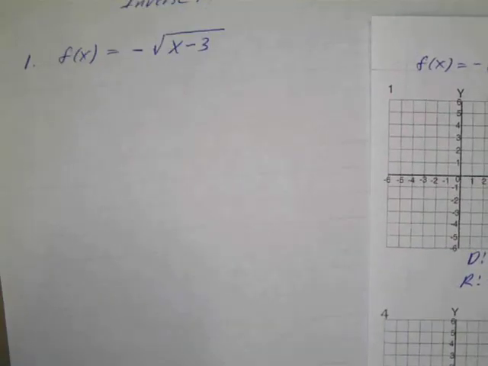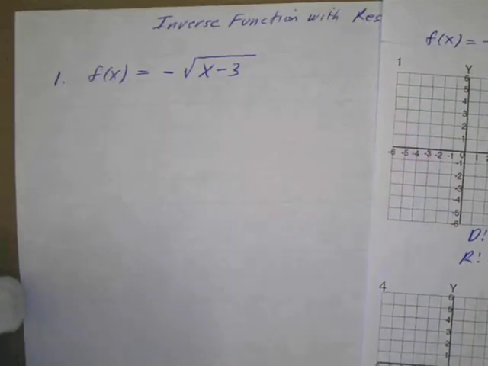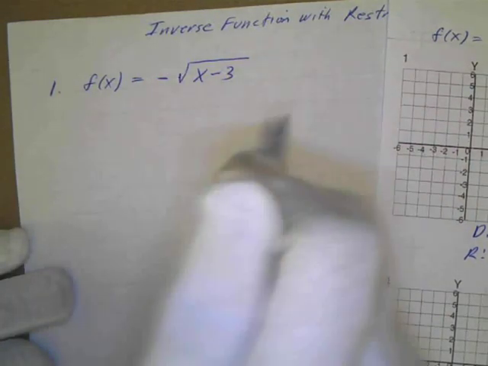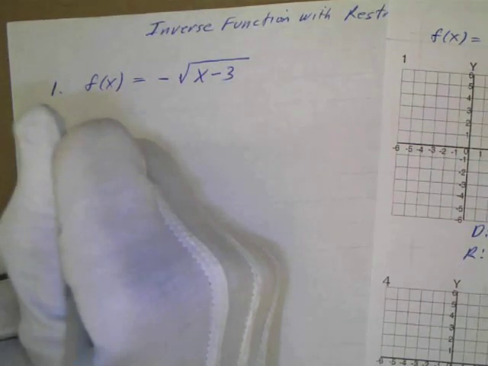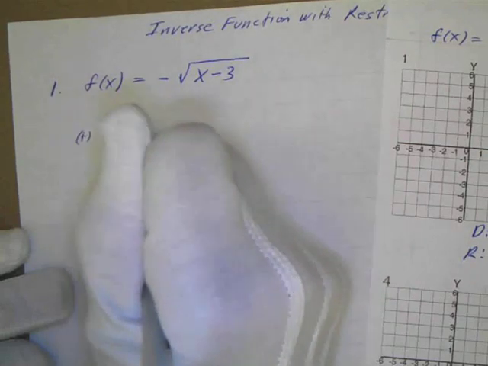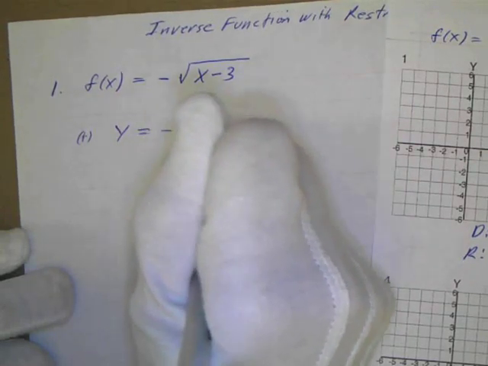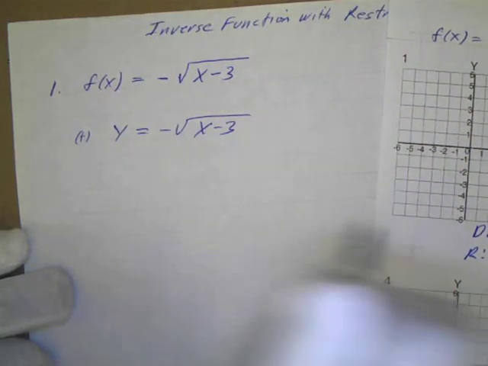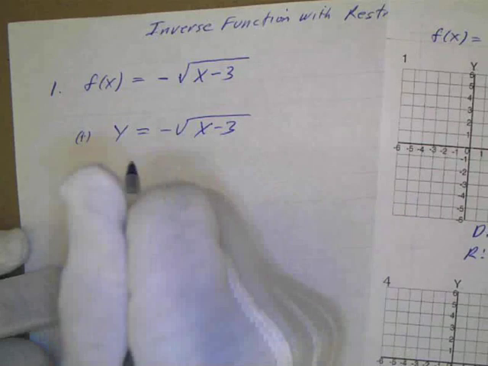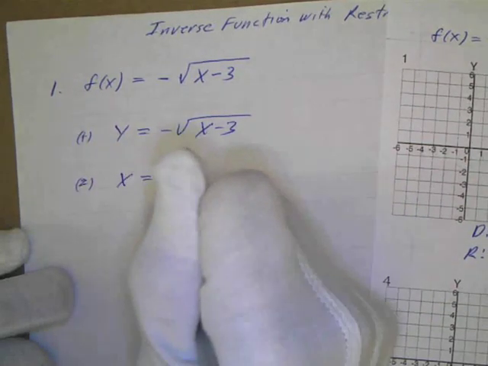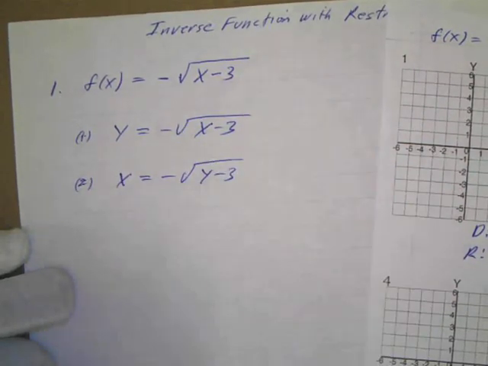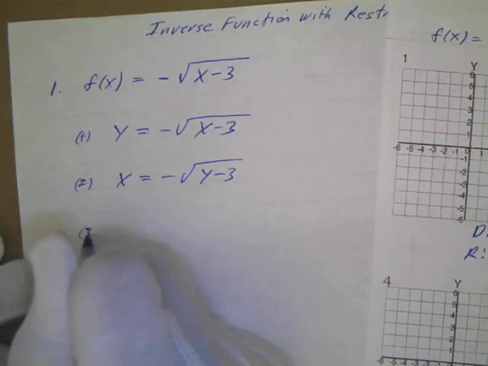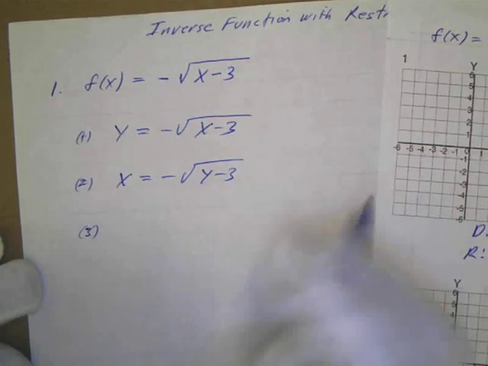So let's figure that out over here using our four-step process. Number 1, we let y equal f of x. So y equals negative the square root of x minus 3. And then we interchange the x and the y. So x equals minus the square root of y minus 3. And then we have to solve that. Number 3, we'll solve for y. The first thing I can do is square both sides. I can write it down again.